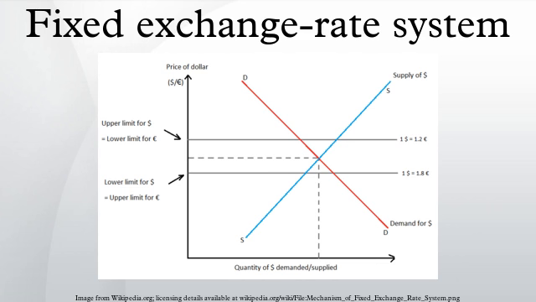Crawling pegs. In a crawling peg system, a country fixes its exchange rate to another currency or basket of currencies. This fixed rate is changed from time to time at periodic intervals with a view to eliminating exchange rate volatility to some extent without imposing the constraint of a fixed rate. Crawling pegs are adjusted gradually, thus avoiding the need for interventions by the central bank.